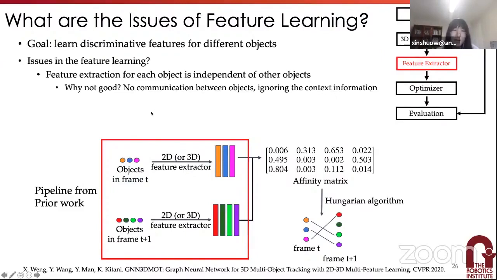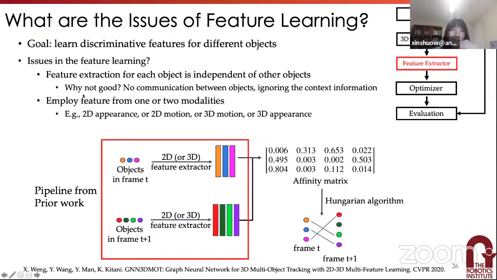So why is this not good? Because there is no communication between object features, or in other words, we are kind of ignoring the context information to some extent. And also, prior work often uses features from one or two modalities. For example, it could be 2D appearance or 2D motion, 3D motion, or 3D appearance. Although each of these features could be useful, it does not utilize all the information that is available. And those different pieces of information could be complementary to each other and improve the performance.